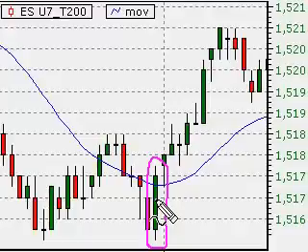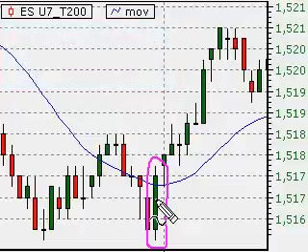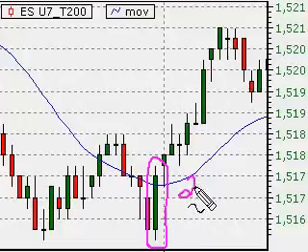Okay, now this bar, the high is 1517.75, the low is 1516 even, and so the range of the bar is 1.75 instead of 2.5. So your risk is 2.25 points instead of 3 points, and that's 25% less risk.